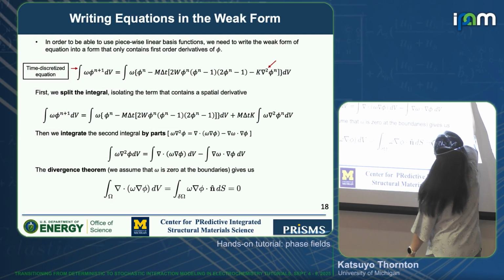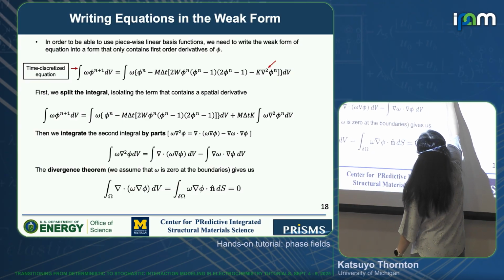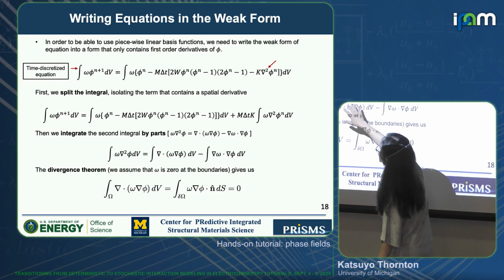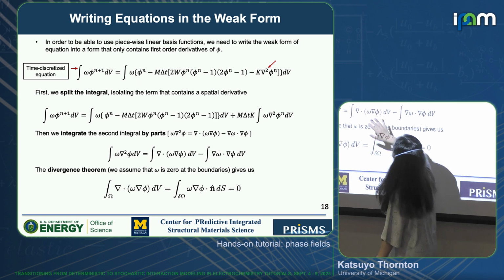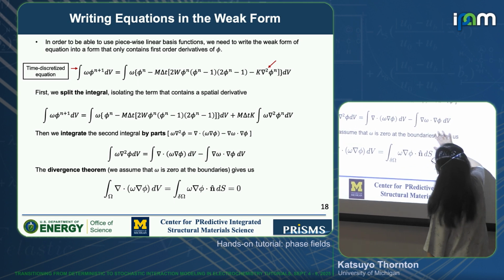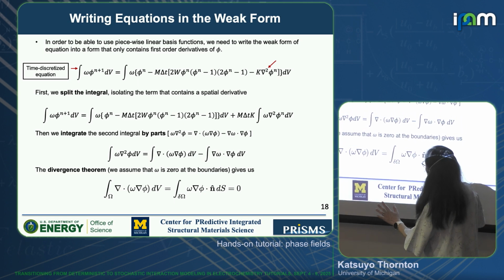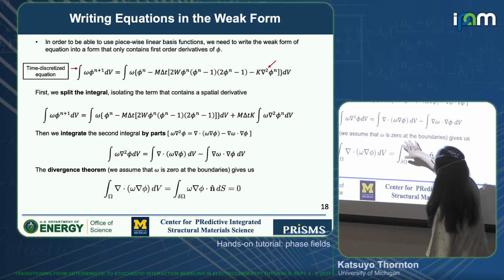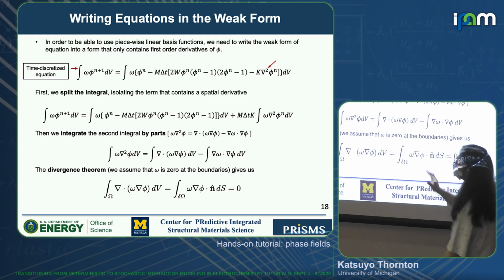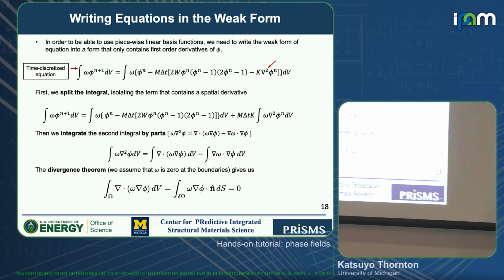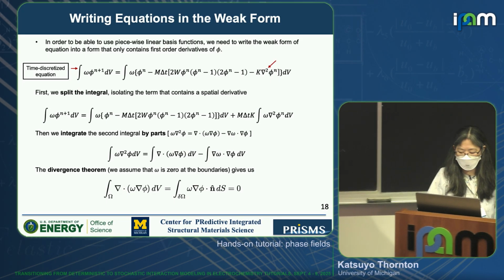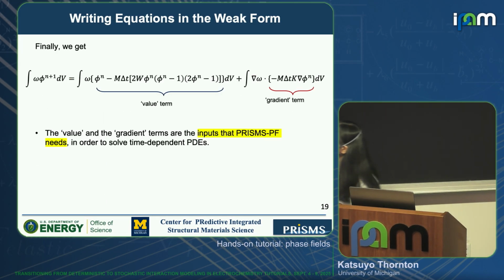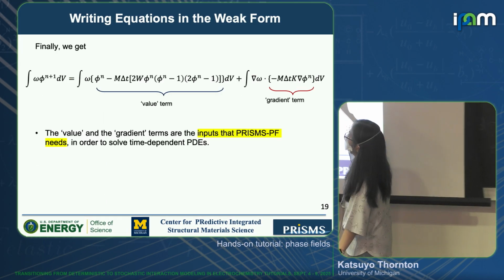Wherever you have the grad term, you integrate by parts, and you get some expressions. The surface term goes away because of the divergence theorem and the choice of the basis function. And at the end, you get something like this.